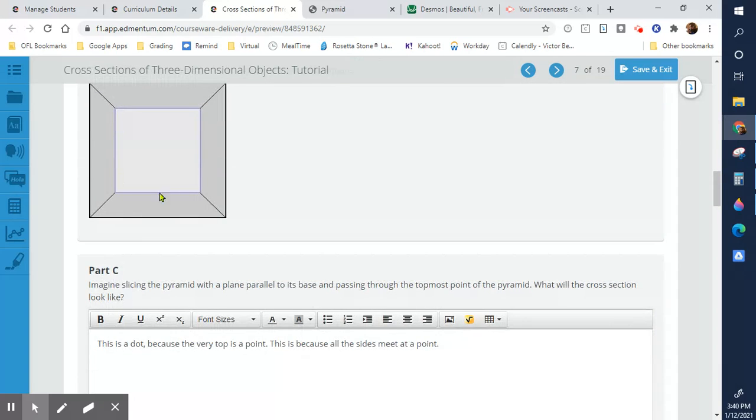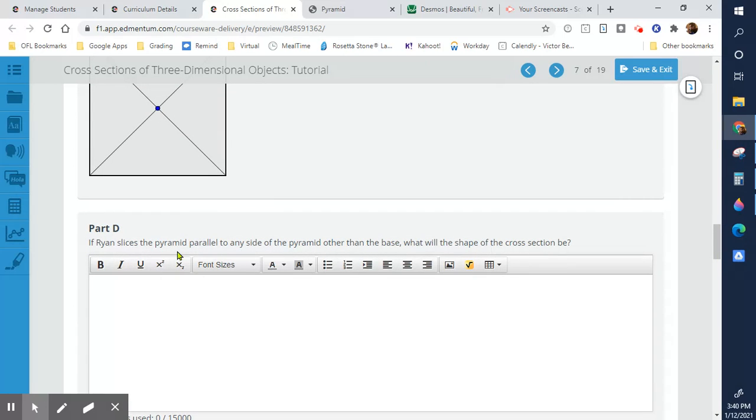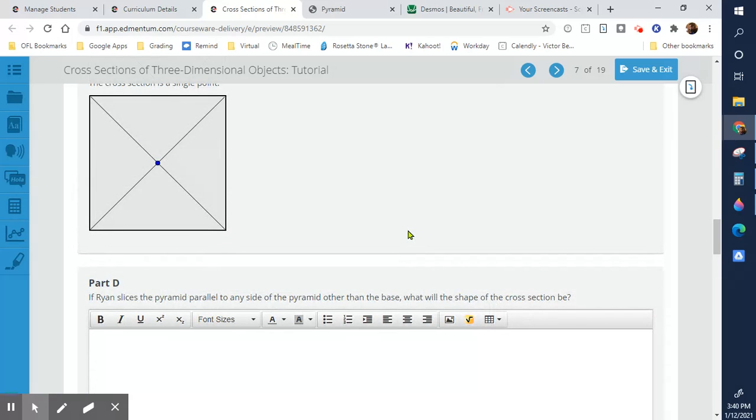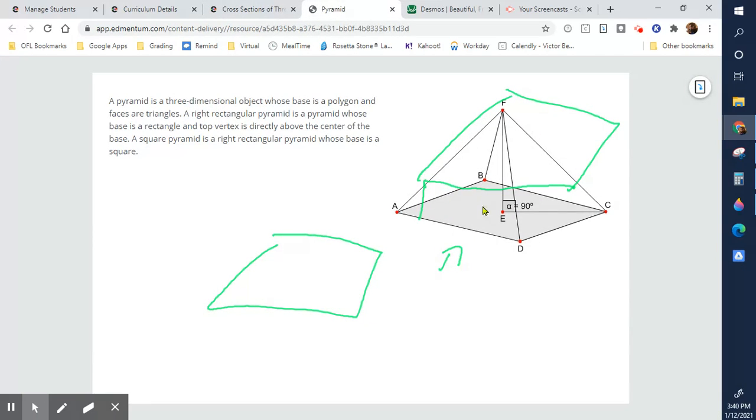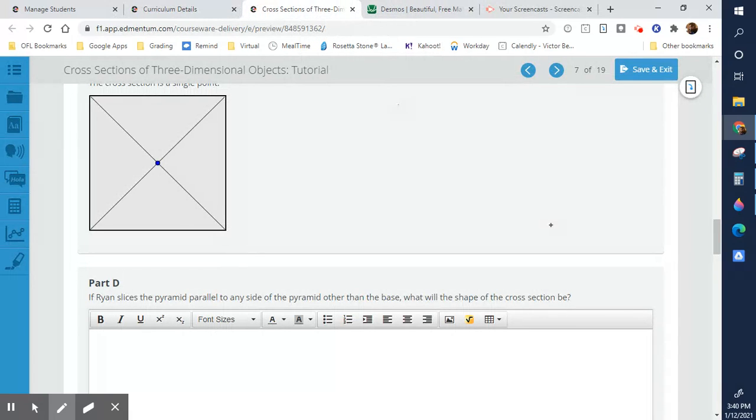All right, so Ryan slices off the pyramid parallel to the side other than the base. What does the cross section look like? All right, so let's take a look at this. So he's doing a side cross section. So if we look at it that way, let's say we're doing this at an angle. Let me draw it here. So side parallel to the base. Well, we know that the side parallel is a triangle, right? Any other side is going to be a triangle.